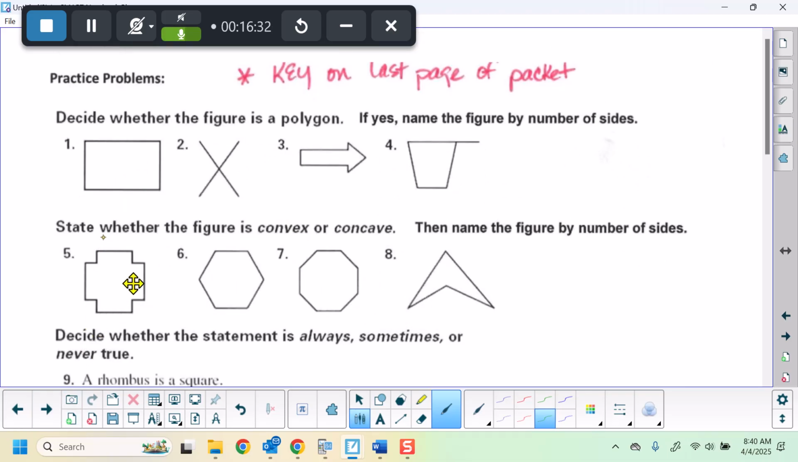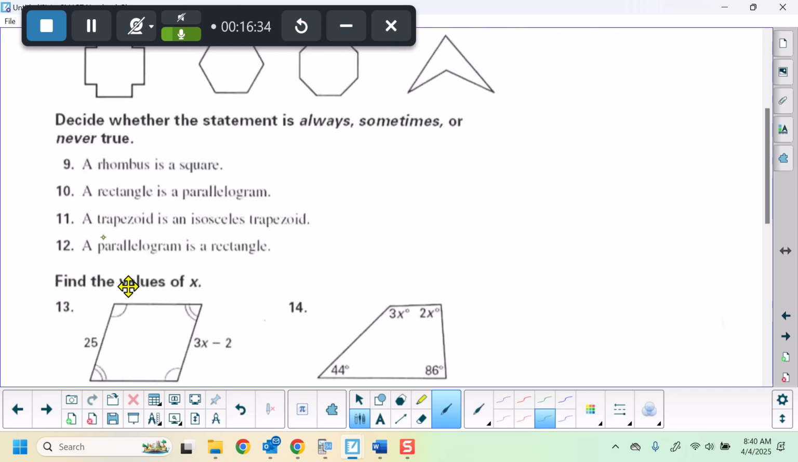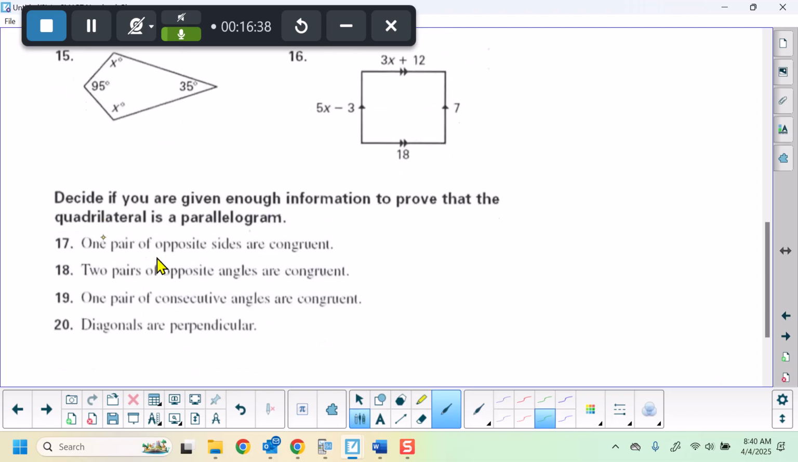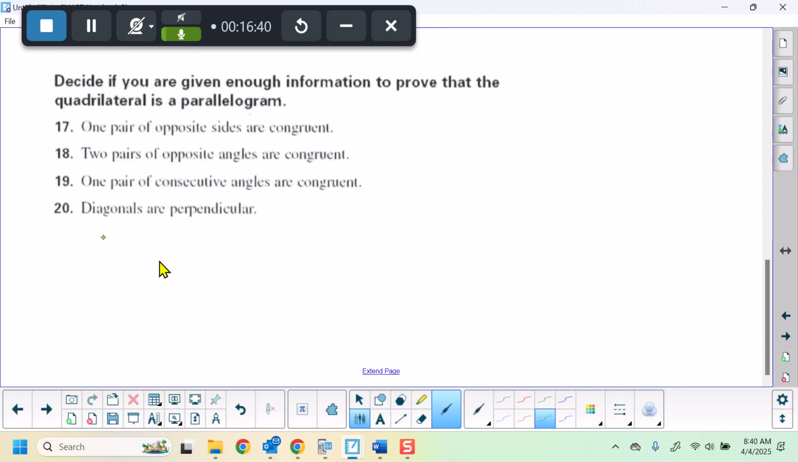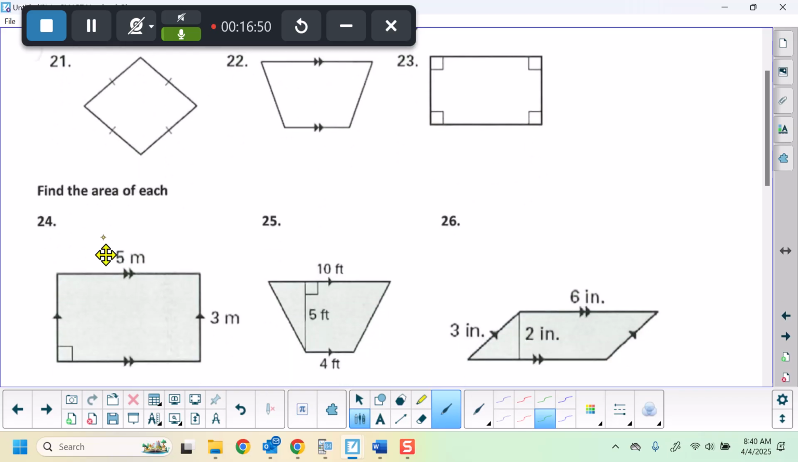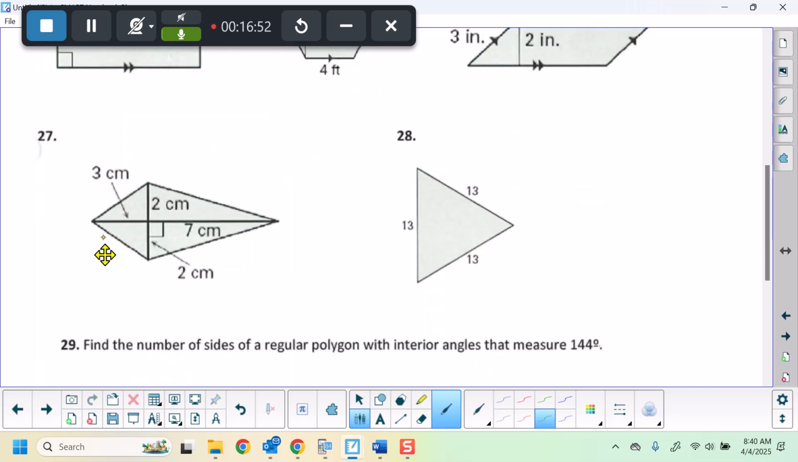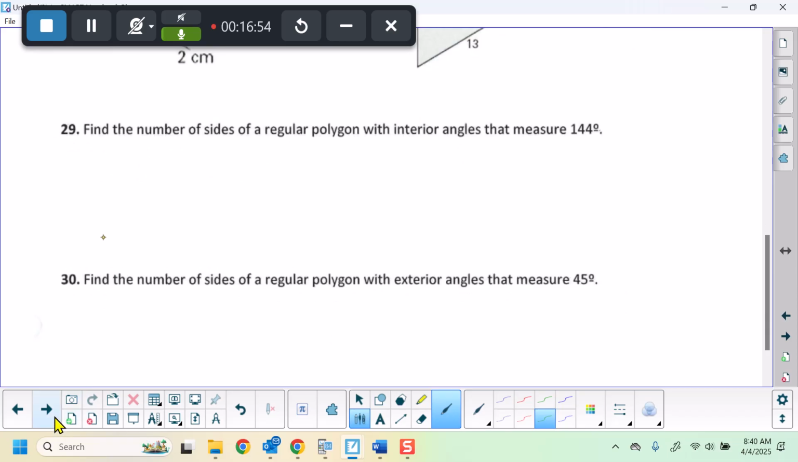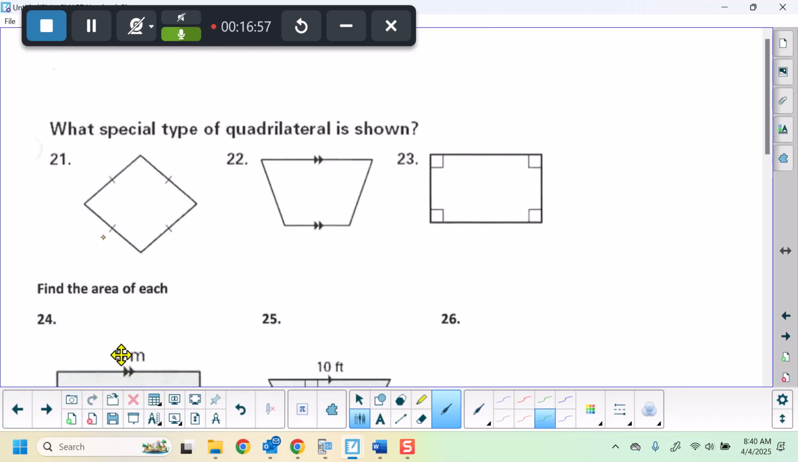And then this one, is it a polygon? Yes or no? Any questions on this one? These answers were on the back of the review packet. Anybody want to talk about any from this page? Molly? All right. How about this page? Anybody want to talk about any of these? You talking about 29? 29.